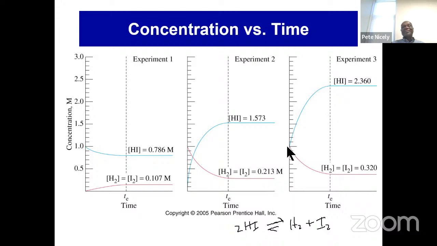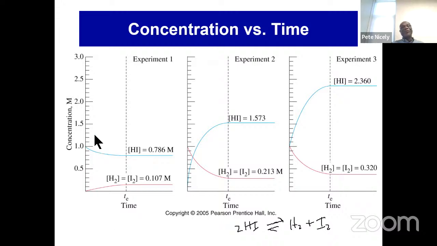And then in the case of this situation where the concentrations of HI, H2, and I2 are all one, you're starting from here. What you'll find is that the concentration of HI will increase until it becomes a constant here, and the concentrations of H2 and I2 will decrease until they get to a constant value right here. So in each of these cases, equilibrium is achieved.